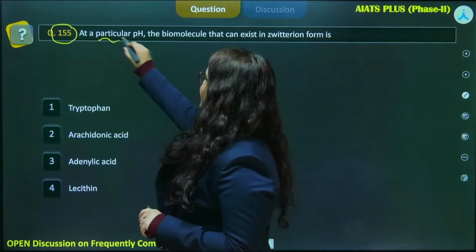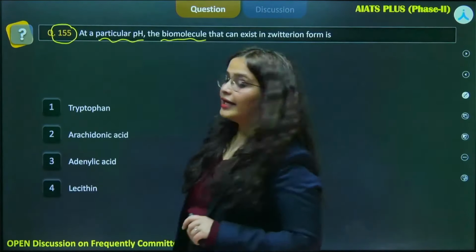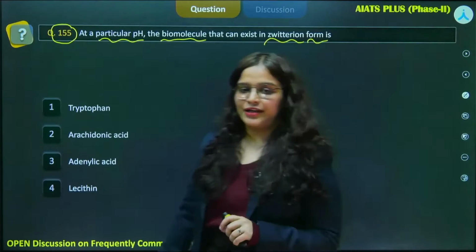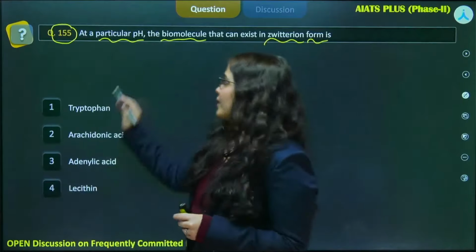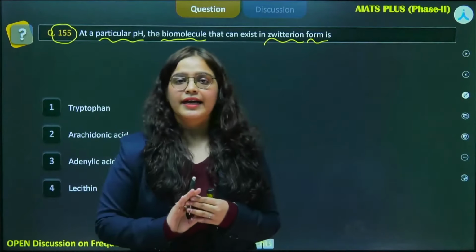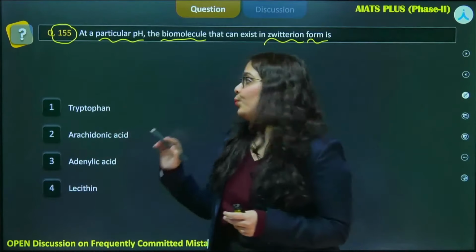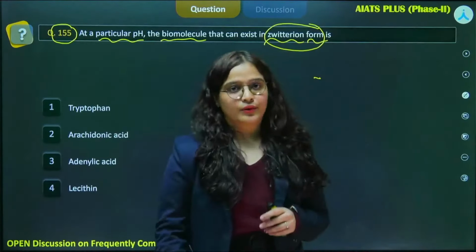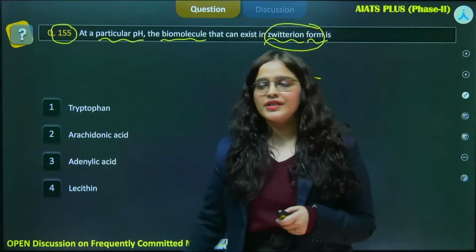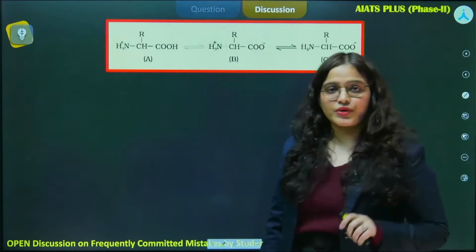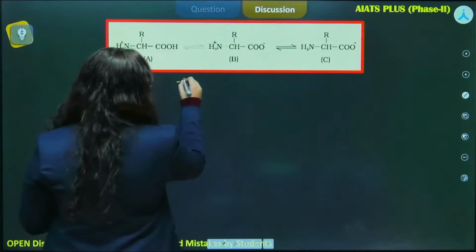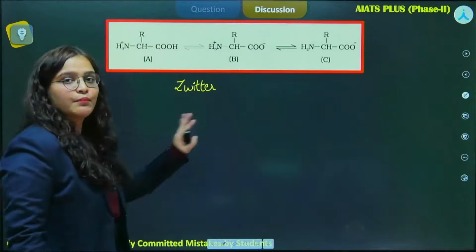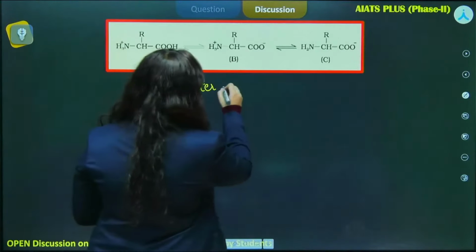At a particular pH, so the biomolecule that can exist in Zwitter ionic forms is, alright? So the question is asking us that amongst the given molecules, which molecule can exist in the form of a Zwitter ion, alright? So before reading the options, let us discuss the concept of Zwitter ion first. As I write Zwitter ion, I will write it by breaking it into two words.